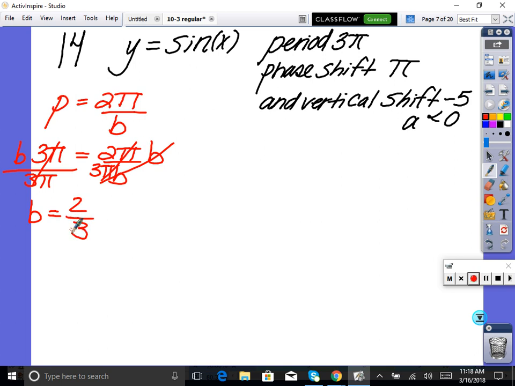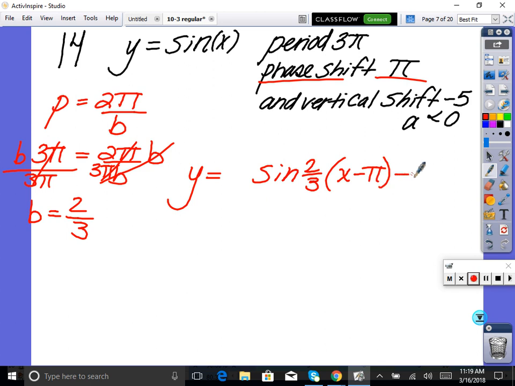You say, okay, I've got to input that in. And then we'll go, okay, y is equal to, phase shift is left and right. This is positive, so we're going to have, let's see, sine of, we need a b. We need it factored out. So we need 2/3 on our outside, parentheses. Then it's already been factored out. That's not going to affect the shift left and right now. So then we're having x minus pi, and then it was vertical shift of down 5, and then our amplitude was less than 0, which means it's negative.